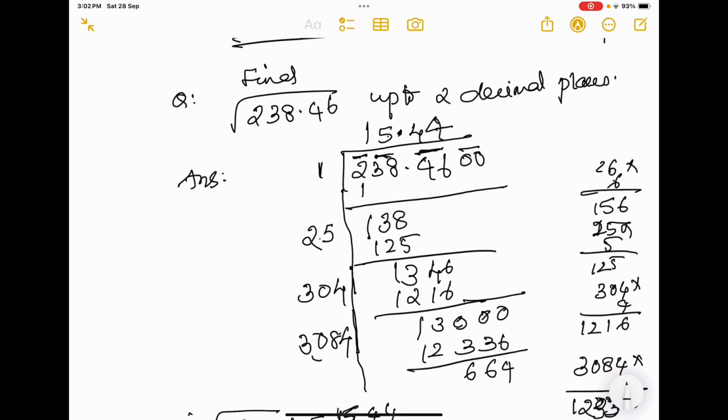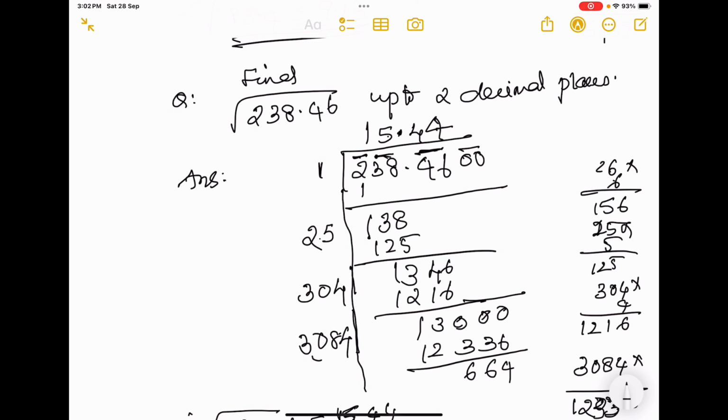Then you write twice the quotient 1 on the left side of 138, leaving one place for one digit. Then you divide this 13 by 2. 13 by 2 is 6. If you write 6 near 2, 26, we get 26. Then you multiply 26 into 6. We get 156, which is larger than 138. So we can't write 6 as the quotient.